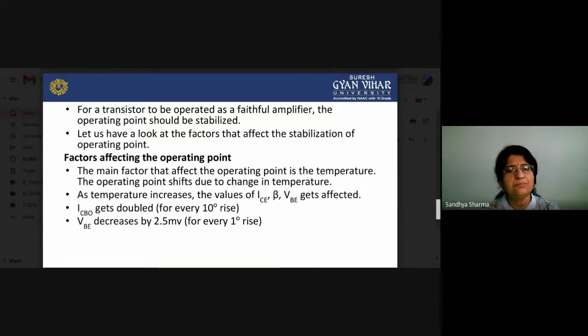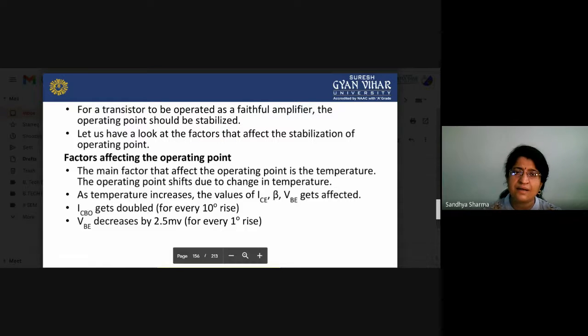The main factor that affects the operating point is the temperature. Temperature is a very important factor which affects our operating point, and the operating point shifts due to change in temperature. As temperature increases, the values of ICEO, beta and VBE get affected, and ICBO gets doubled for every 10-degree rise in temperature. VBE decreases by 2.5 millivolt, as we have already studied these parameters in our previous lectures.